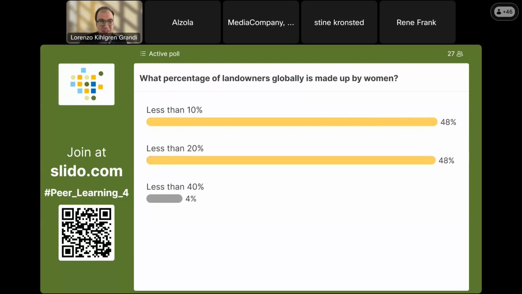We can see that the first two options are the ones receiving most votes. And I can see less than 20% appears to be the number one choice. And it is indeed correct. Well done to the majority, 55% of those who voted. Less than 20% is indeed the percentage of landowners globally made up by women. Of course, then a minority. It's less than one in every 6 persons.